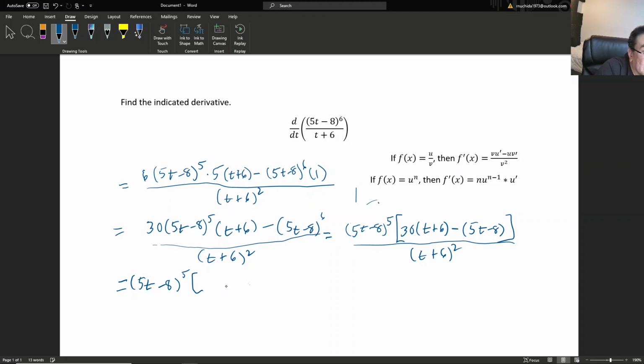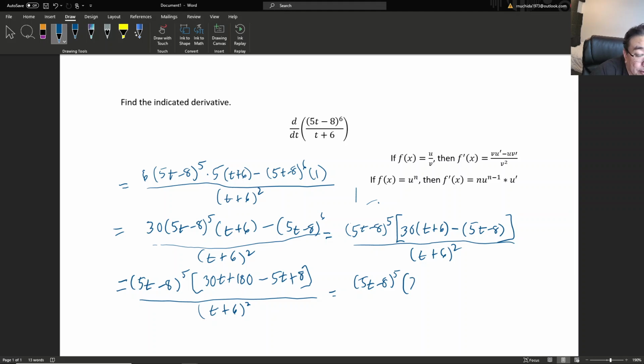And let's see, inside the bracket, let's distribute that 30. So we'd have 30t plus 180. And then distribute that minus sign, so it'll be minus 5t plus 8, all over that t plus 6, that quantity squared. And then we'd have that 5t minus 8 raised to the 5th. And we'd have 30t minus 5t, so that'd be 25t, and 180 plus 8, so it'd be plus 188, all over that t plus 6, that quantity squared.